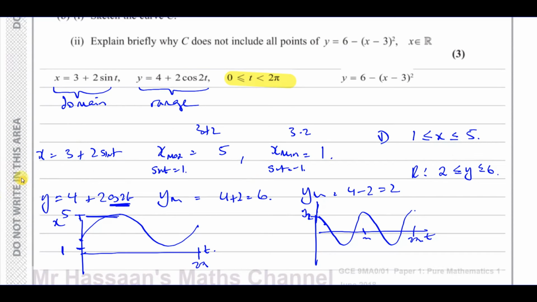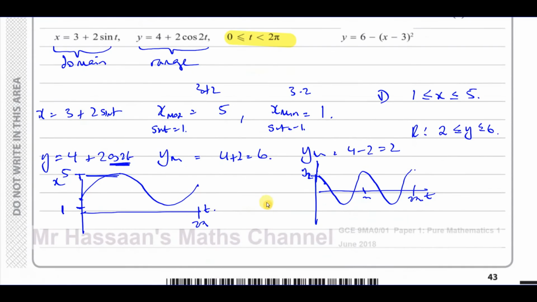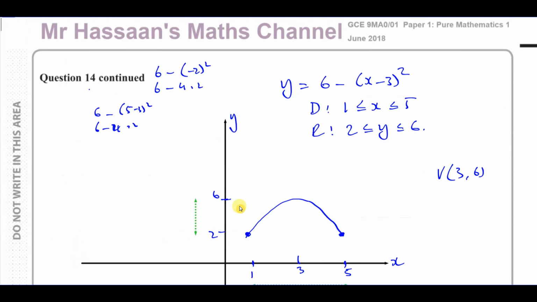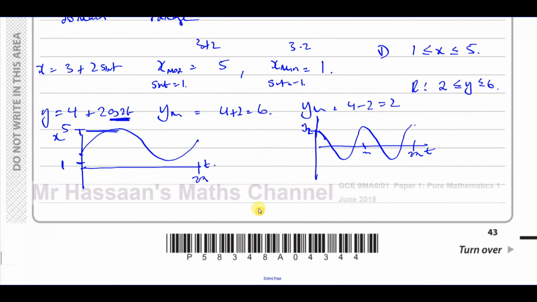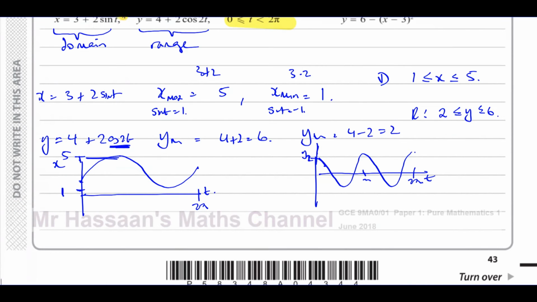The maximum and minimum values you can tell by just putting sine t as +1 and -1, and cosine 2t as +1 and -1, and you get those maximum and minimum values. So there we have the answer to part 1, and part 2 is asking us to explain why.